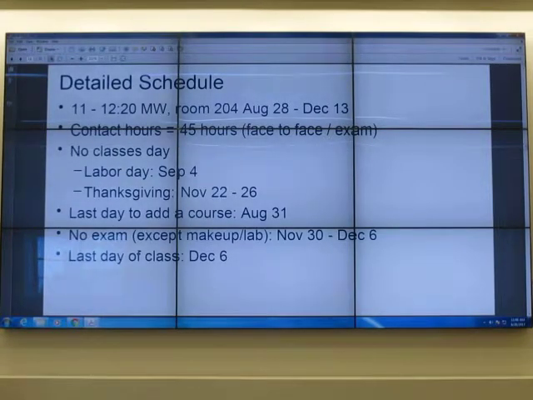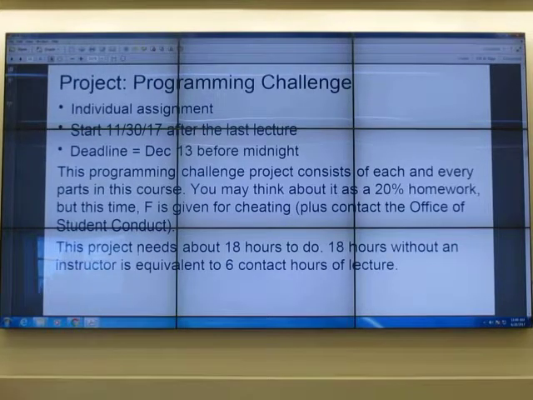Detailed schedule, 11 to 12, 20, okay. We have 45 contact hours, okay. We have no class on certain days. All these are actually written in the syllabus. I know that you can read. Please go and read it, okay? Let me point out something, give you some highlight of the syllabus. For the project, we have individual assignment. It will start on 30th after the last lecture.